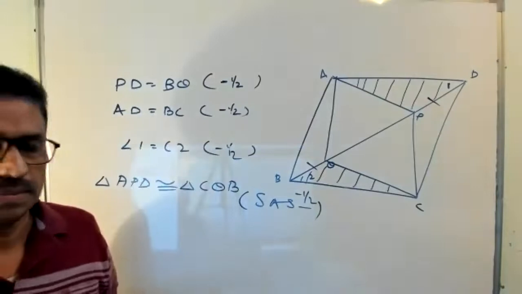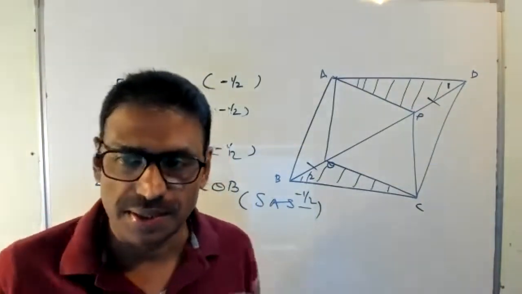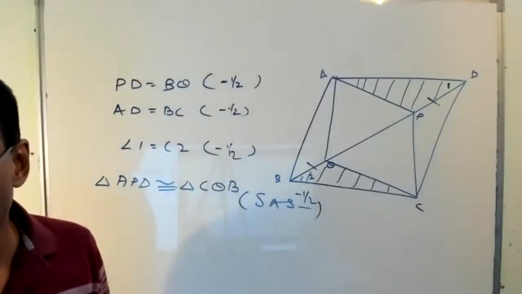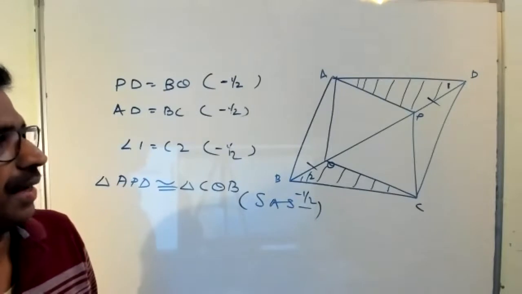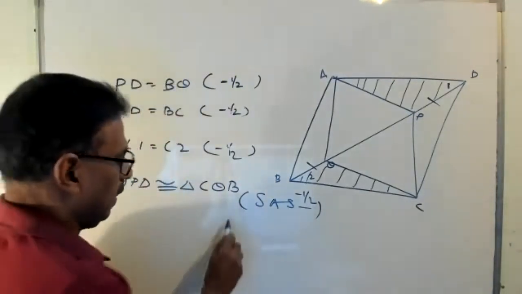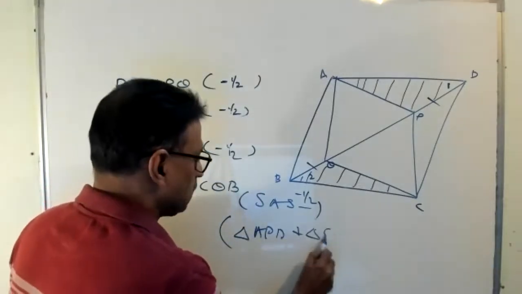Sir, AP is equal to CQ. Okay, it's already there. Correct or no? AP equal to CQ, CPCT. Correct or no? Yes, sir. Okay, so write that also. AP equal to CQ, CPCT of triangle APD and triangle CQB.